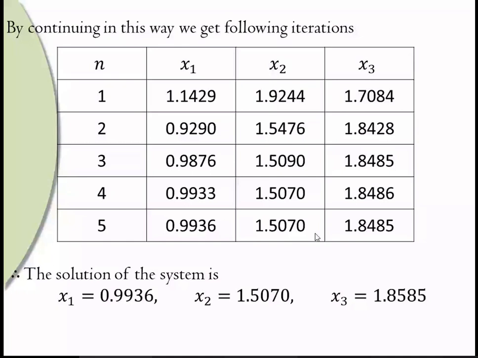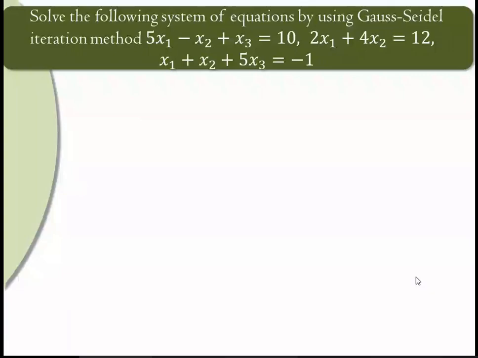Okay. We'll consider the last problem and then we'll stop. 5x1 minus x2 plus x3 equal to 10. 2x1 plus 4x2 equal to 12. x1 plus x2 plus 5x3 equal to minus 1. Coefficient of x1, 5 is maximum, that is the first equation, already there. In the remaining two, the coefficient of x2 is 4 and here it is 1. So this is second, that is already there, and take this as the third. So no need to rearrange, just take them in the same order.